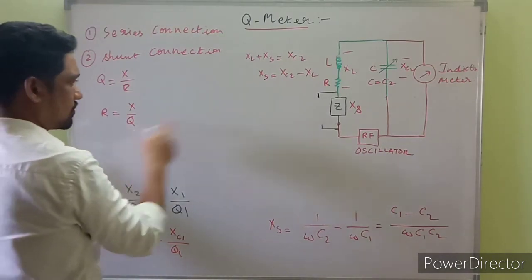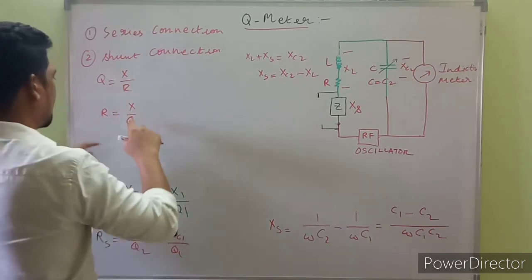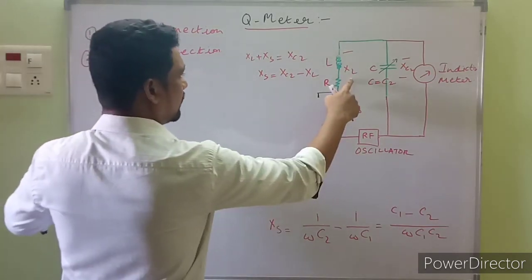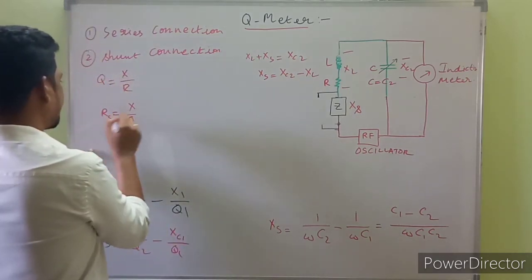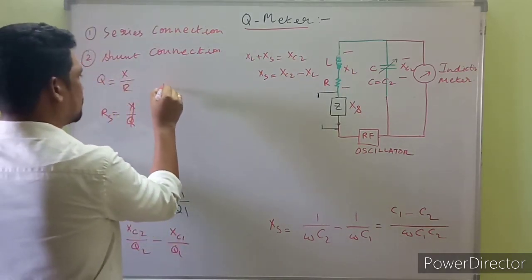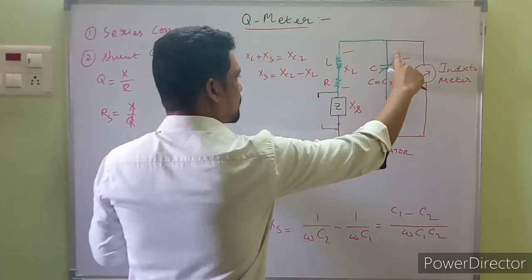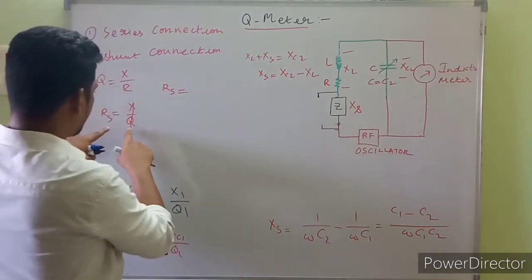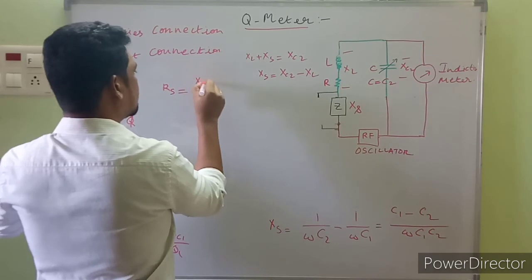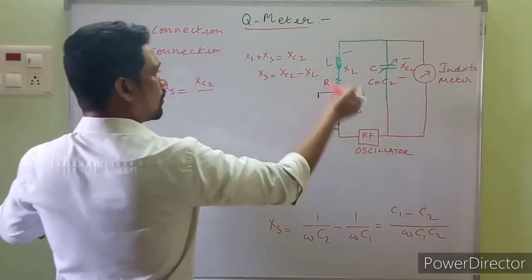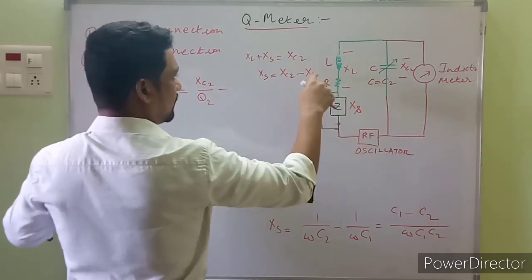If it's XS, it will be RS, right? And for this one, it's RS. I cannot write this one directly. So RS will be equal to the quality factor of this one. How to write it in terms of this? It's XC2 upon Q2, the quality factor Q2, minus this one, similar to this one.